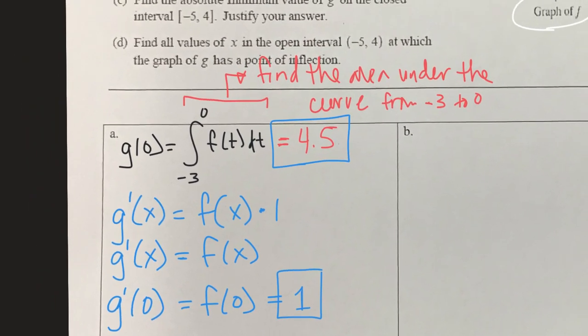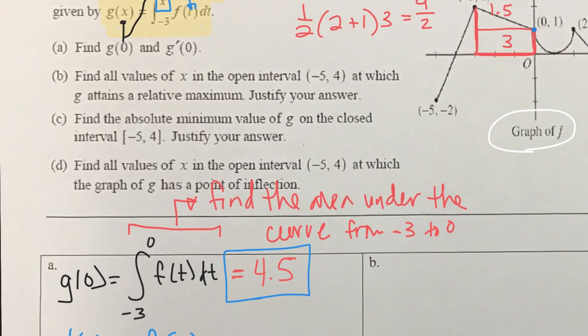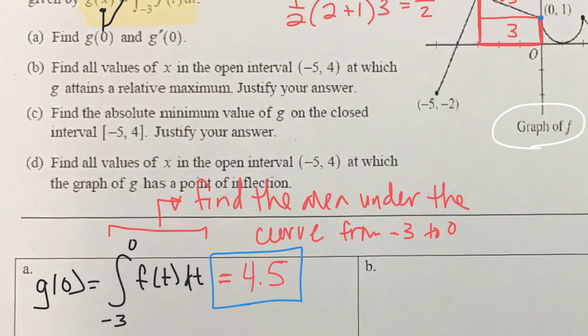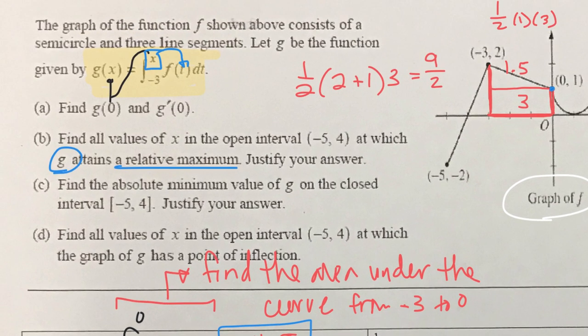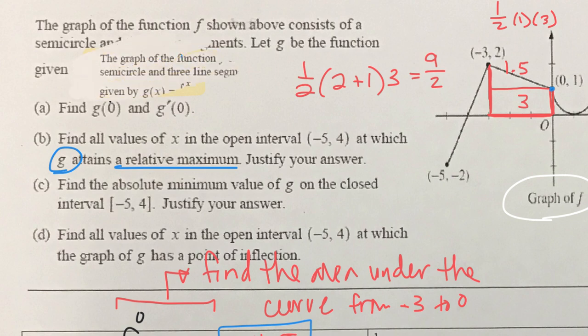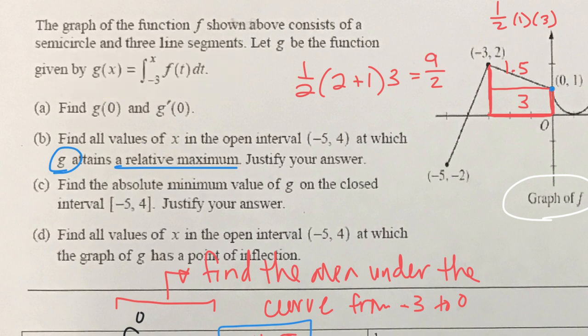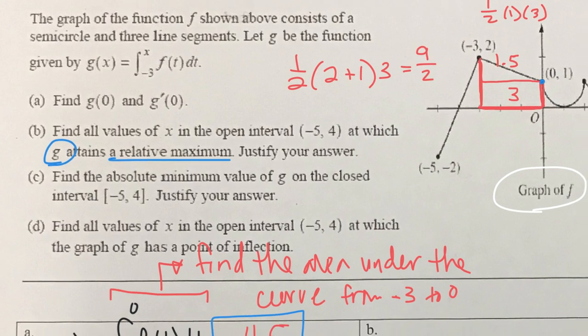Okay, let's look at the B question. Find all values of x in the open interval from -5 to 4 at which g attains a relative maximum. Remember, g is given to you by this integral function here. So we want to know something about g by using the graph of f, which is why these questions are fairly difficult, because you have to use something that we don't have to look at.